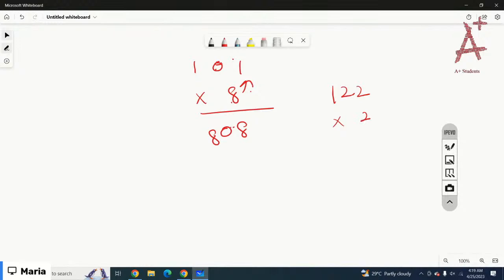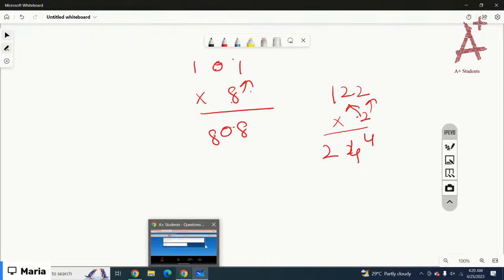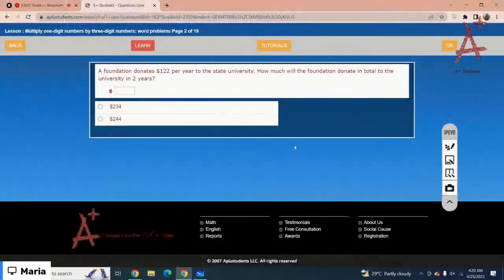122 times 2. Start multiplying from the rightmost digit. 2 times 2 is 4. Then the next digit, 2 times 2 is 4. And 2 times 1 is 2. Yes, very good, you get 244. That means the total money they donate in 2 years is 244. The correct option is 244.